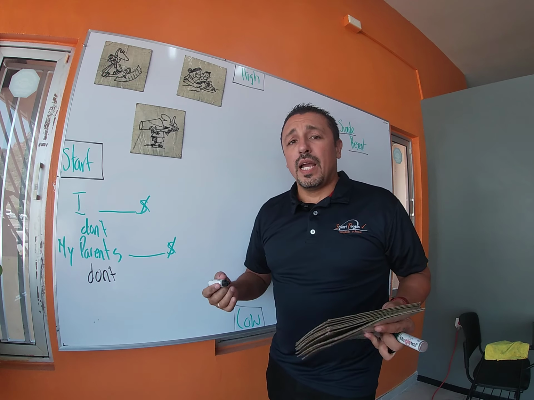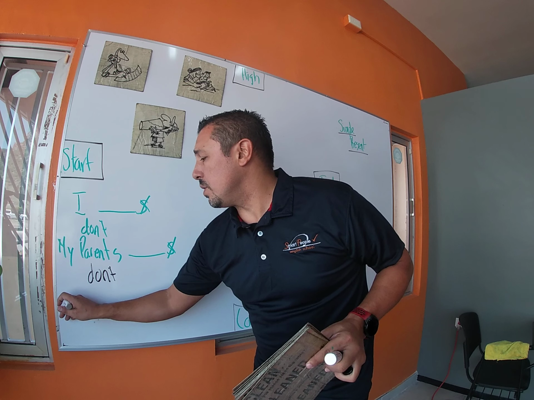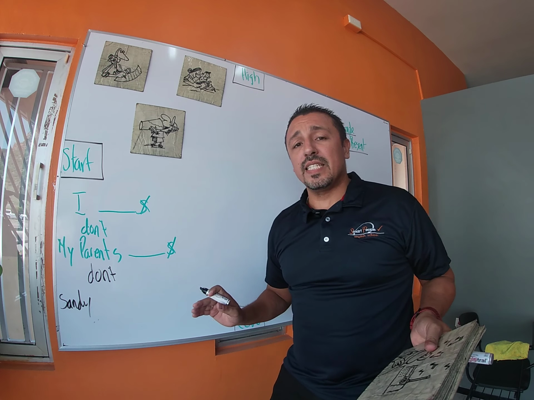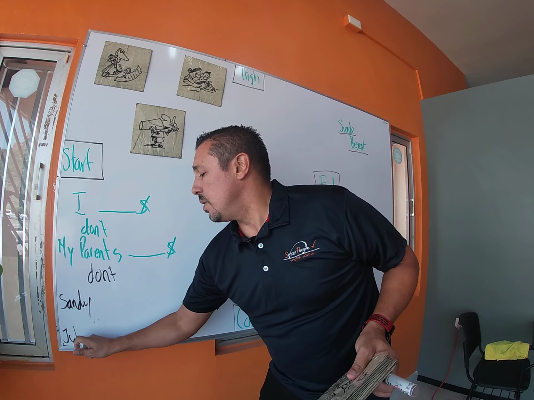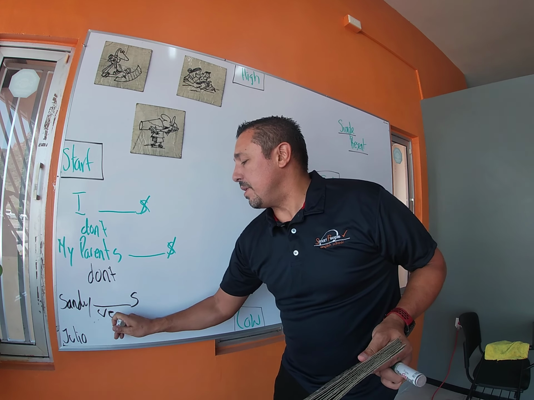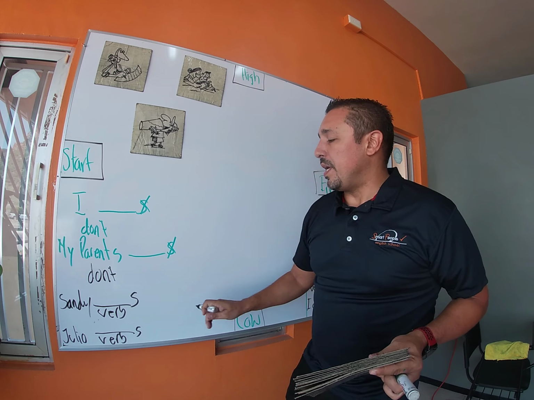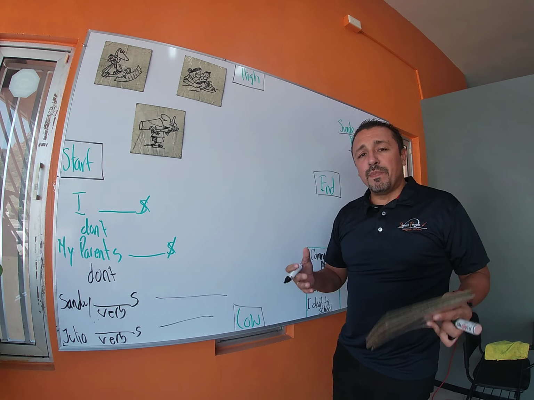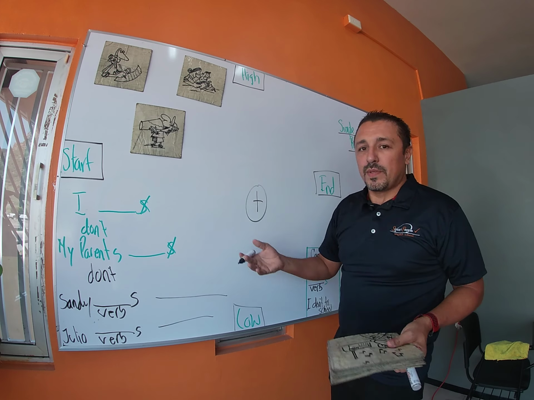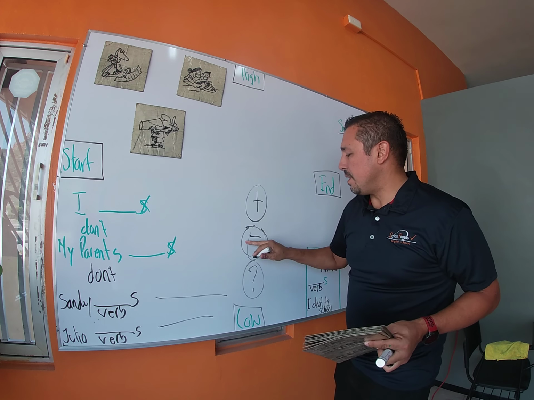Now, after that, I will go to a name that does involve S. In this case, Sandy or Julio. And here, I would involve the S on the verb, right? The S on the verb. And then I'll put my complement. If the book that you're working with asks you to present simple present in positive, negative, or interrogative, present it that way.